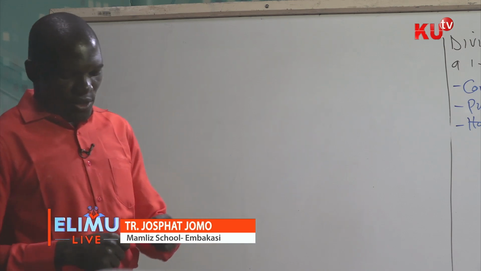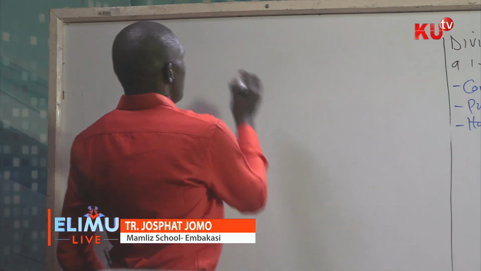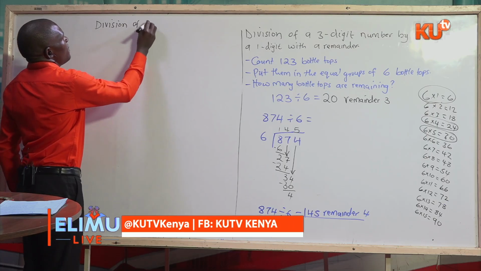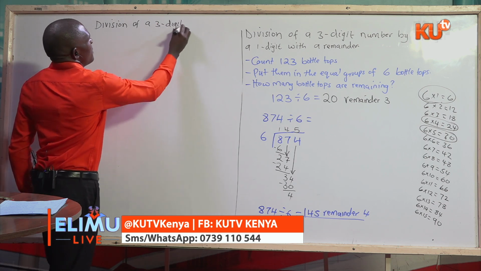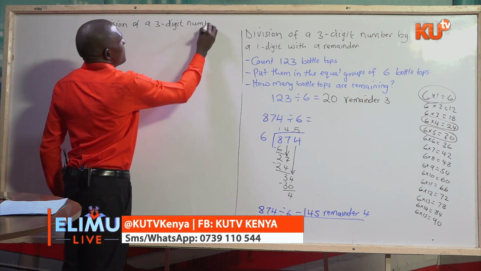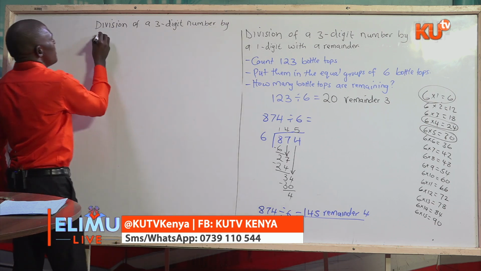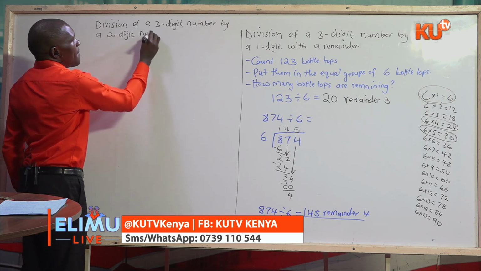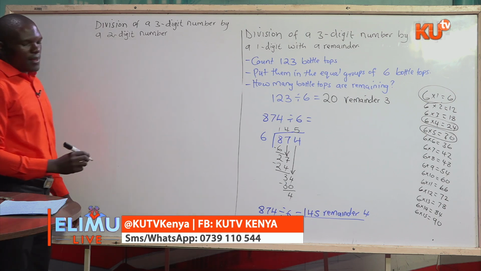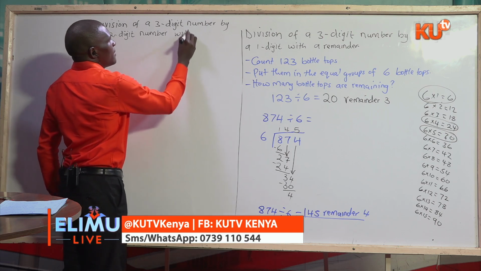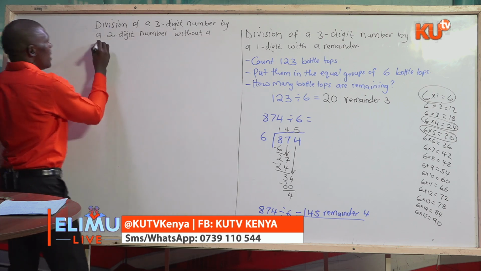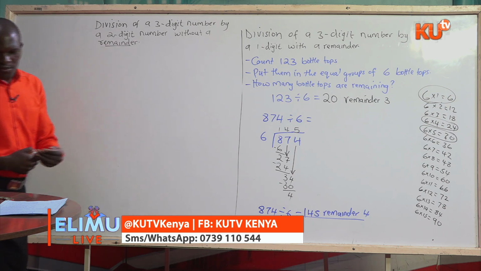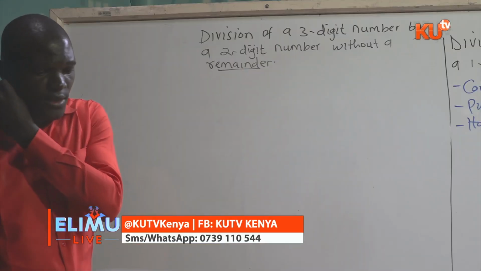And I will write a question on the blackboard. Division of a 3-digit number by a 2-digit number without a remainder. Let's have this question together.